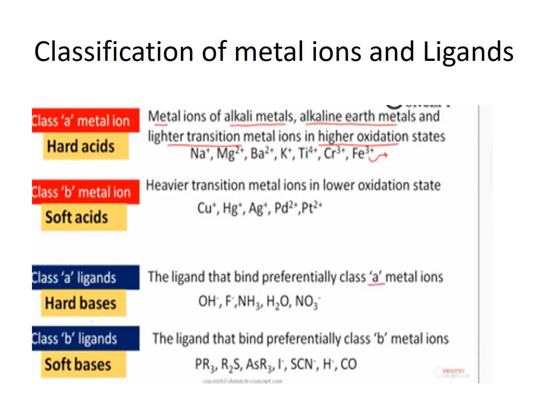are soft acids. The ligands that bind preferably to class A metal ions are hard bases. That is OH-, F-, NH3, H2O, etc. are hard bases. The ligands that bind preferably to class B metal ions are soft bases. Examples are PR3, R2S, AsR3, SCN-, CO, etc.